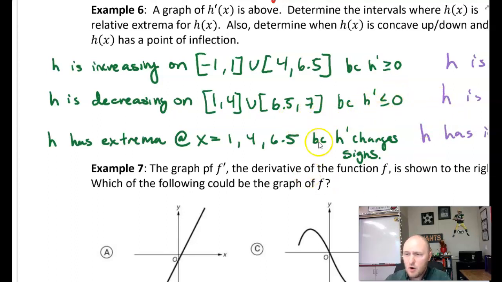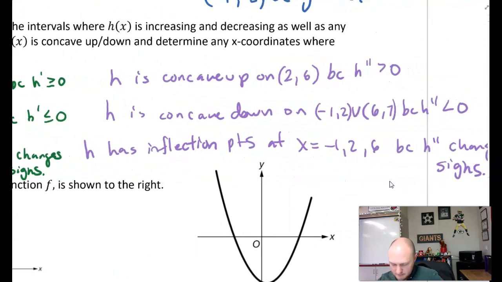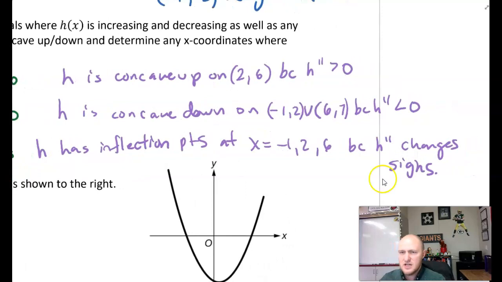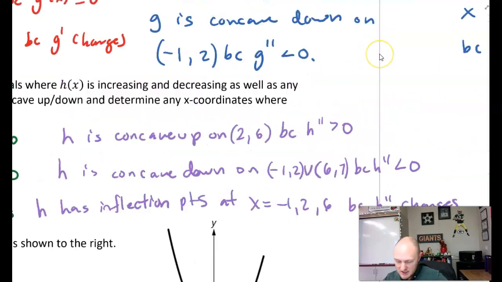Now, whenever we change from increasing to decreasing or decreasing to increasing, that's going to be a relative extrema. So we can say h has extrema at x equals 1, x equals 4, and x equals 6.5, because h prime changes signs. They change from positive to negative or vice versa. Looking at concavity, here are the solutions for concavity. H is concave up on 2 to 6 because h double prime is greater than 0.